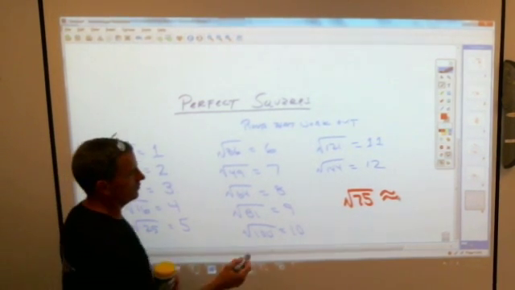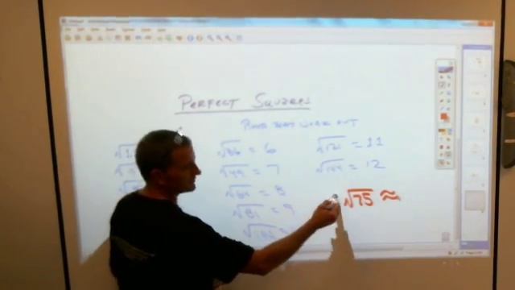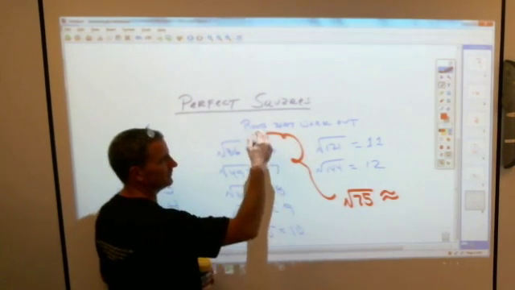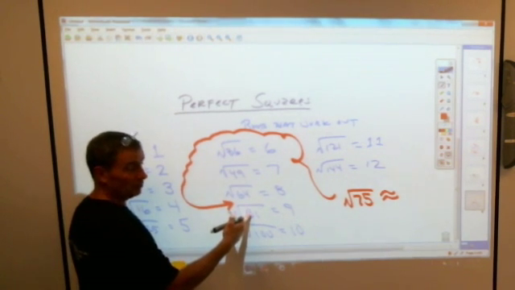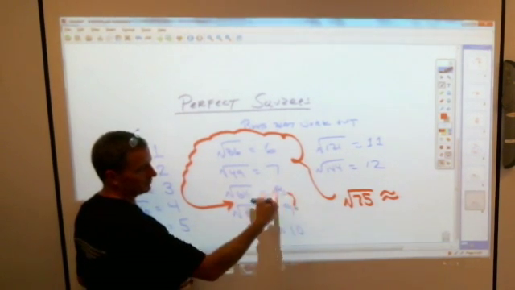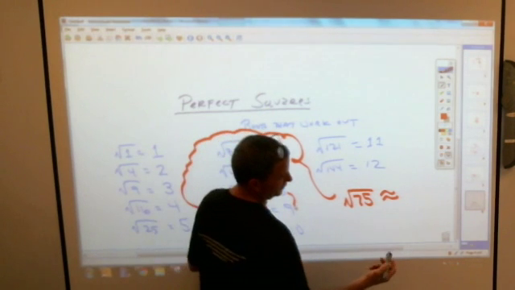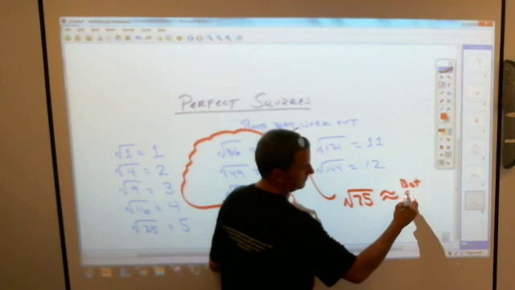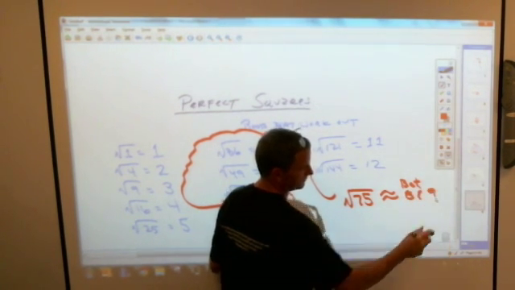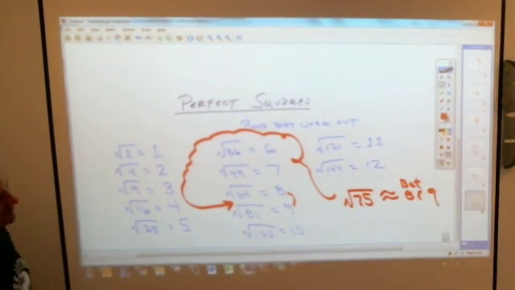Why? Because if you look at our list of perfect squares, where does 75 kind of fit? It would fit right here between the square root of 64 and the square root of 81, which means it has to fit somewhere between 8 and 9. So really, right now, all we can say is it's between 8 and 9. So if somebody gives you the square root of 75, you may get 8, 8.5, whatever it is. I don't know if it's close to 9 or close to 8.